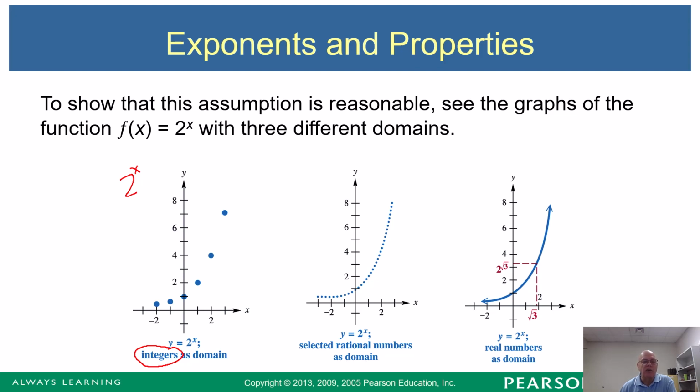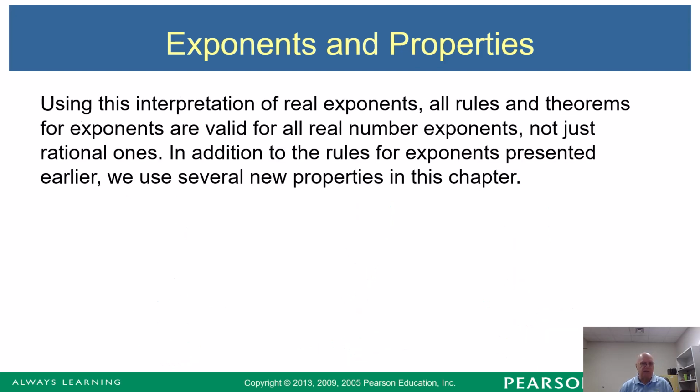Second, what if we use rational numbers as our domain? That means we use all the fractions possible, and we use those as exponents of 2. And we get a bunch of holes, but we can see that we're closing in on that curve pretty much. And then if we include all real numbers, then the curve becomes a smooth one.